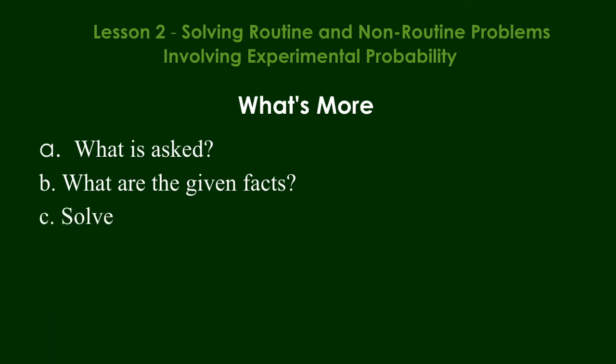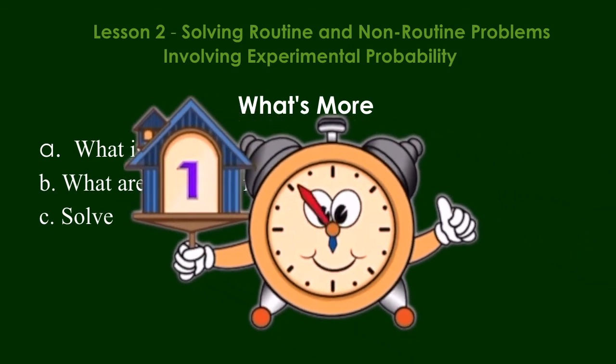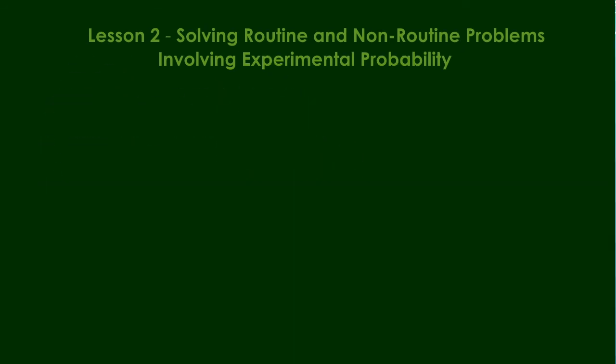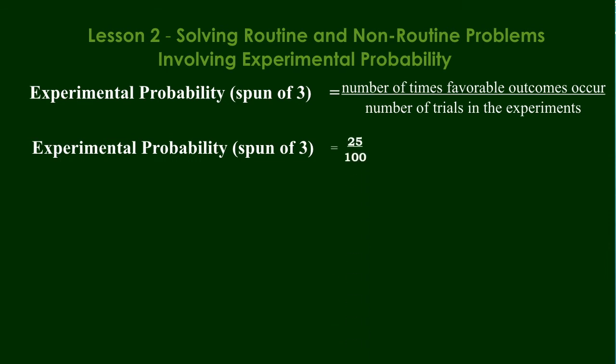Next, letter C. Solve. What is your answer? Timer starts now. Time is up. The answer is experimental probability of an event is equal to the number of times favorable outcomes occur over the number of trials in the experiment. So P(spun 3) is equal to 25 over 100.